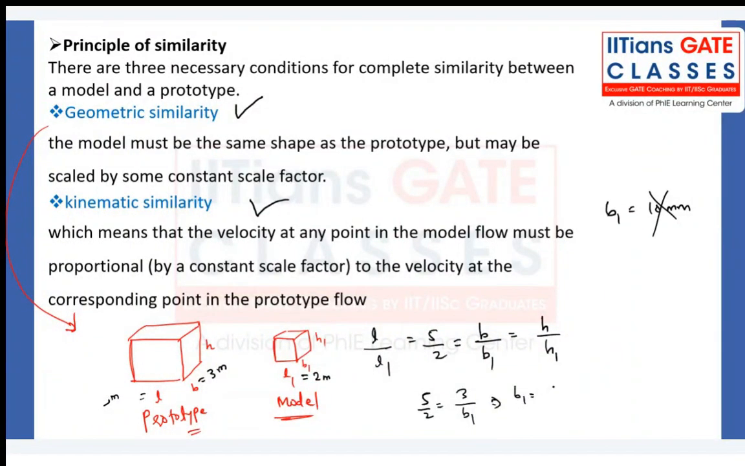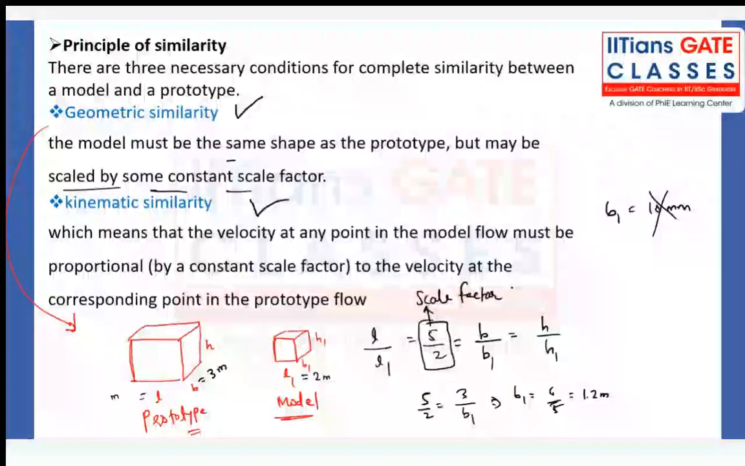6 by 5. That has to be 1.2 meter. You cannot take 2 meter or 1.4 meter. It has to be 1.2 meter. Then only we can say geometric similarity exists. The model must be the same shape as the prototype, but may be scaled by the same constant scale factor. This is the constant scale factor. That has to be the same for all the dimensions L, B, H. That is your geometric similarity.